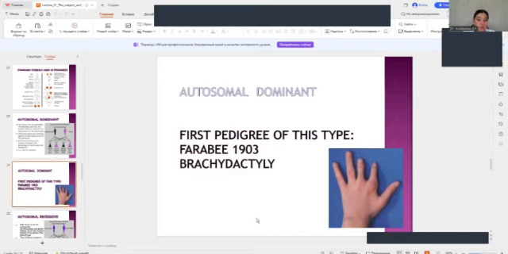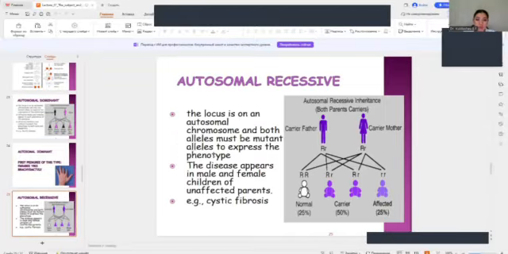In this picture, you can see autosomal dominant inheritance. Example is brachydactyly, when the finger is shorter than normal. Second inheritance is autosomal recessive inheritance. The locus is on an autosomal chromosome and both alleles must be mutant to express the phenotype. The disease appears in male and female children of unaffected parents. Example would be cystic fibrosis.